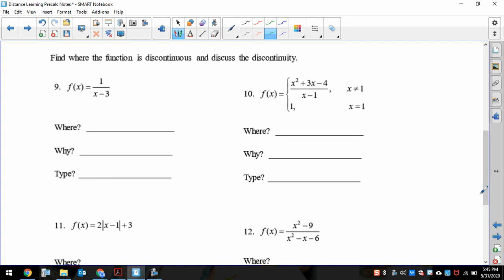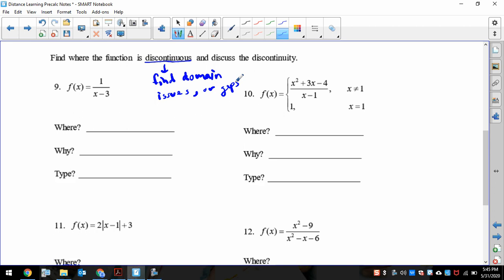Here it says find where the function is discontinuous and discuss the discontinuity. Well, usually discontinuity happens wherever there are problems in the domain. So what I'll do here is I'll say look for domain issues. So find domain issues, or domain gaps, or gaps.